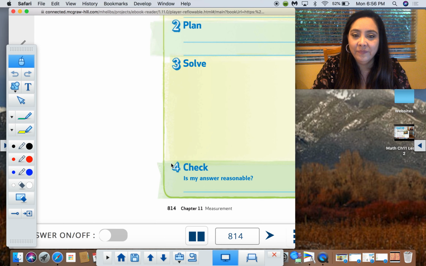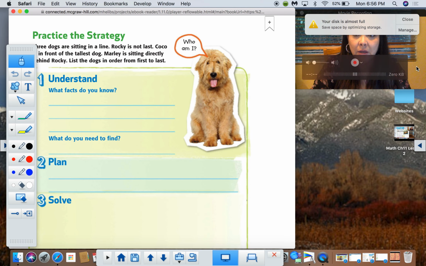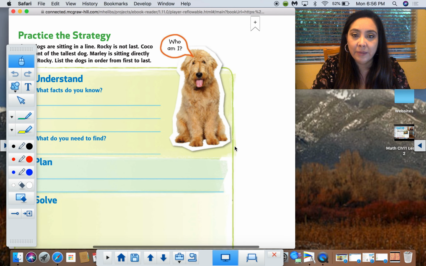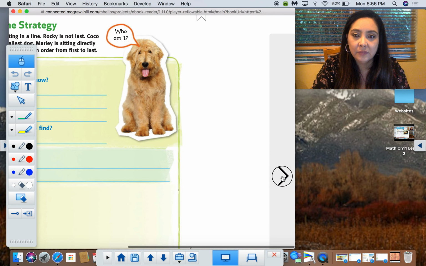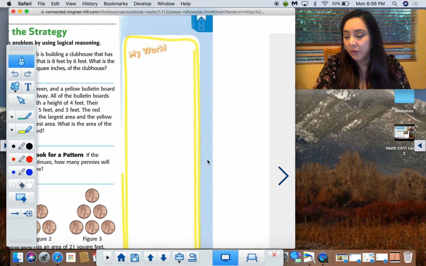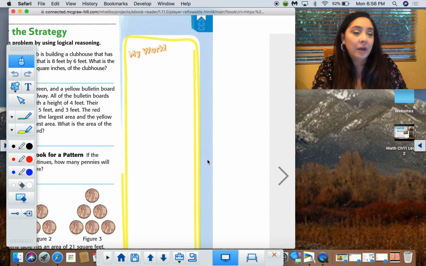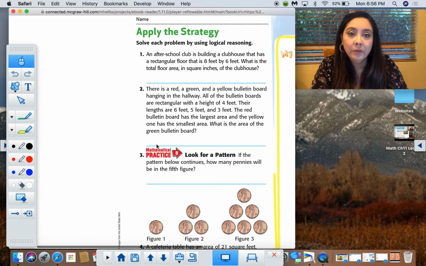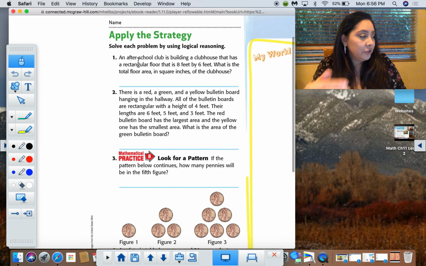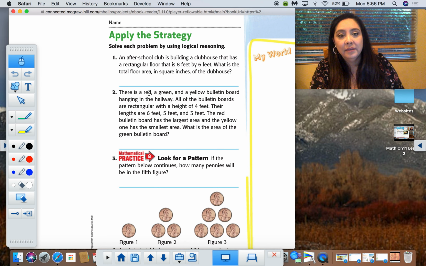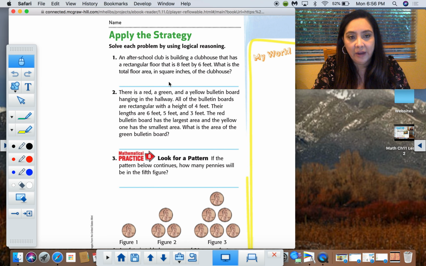Now it's your turn. You are going to work on the next few pages, and you're going to do the same thing. You're going to understand what the problem is telling you. Then number 2, you're going to plan, then you're going to solve, and then you're going to check your answers. Read the questions carefully and make tables if you need to.